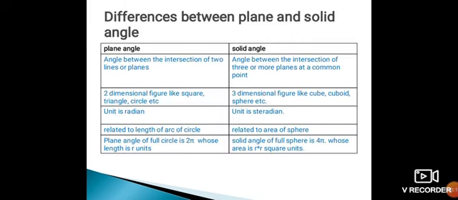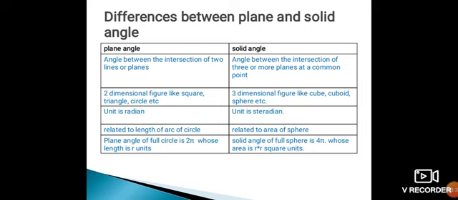Differences between plane and solid angle. Plane angle: angle between the intersection of two lines or planes. Two-dimensional figures like square, triangle, circle, etc. Unit is radian. It is related to the length of the arc of a circle. Plane angle of a full circle is 2 pi, whose length is r units.